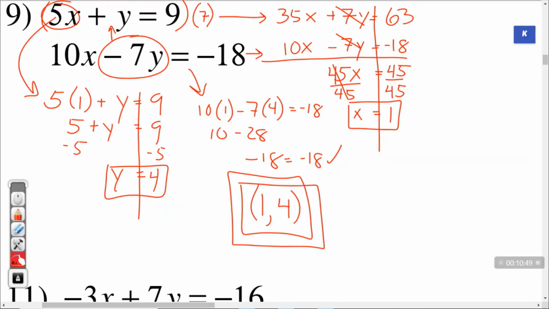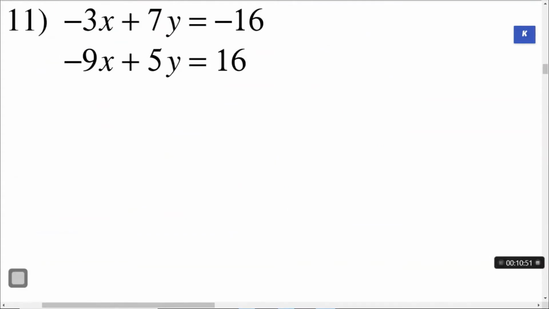Let's try another one. All right, take a look at this one. Pause the video and see if you can get it. All right, if you're coming back in now, the variable to eliminate here is definitely x, because if I look at 7 and 5 in my y's here, I can't multiply 5 by anything to get the opposite of 7, negative 7. I can't multiply 7 by anything to get the opposite of 5, negative 5. So it's much easier to look at negative 3x and negative 9x. Well, I'm going to go with the smaller one here.